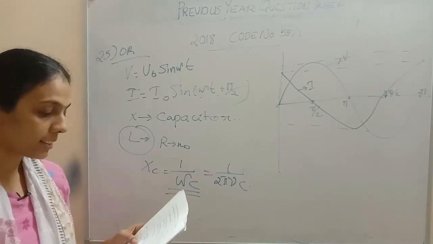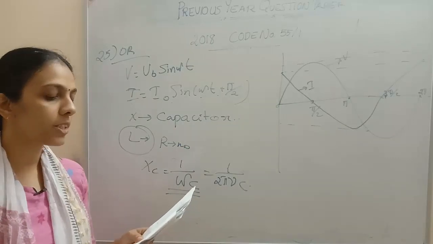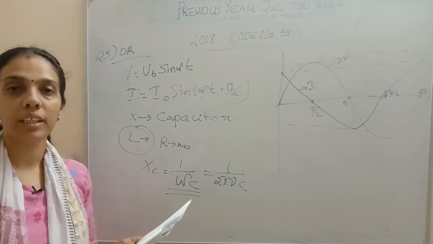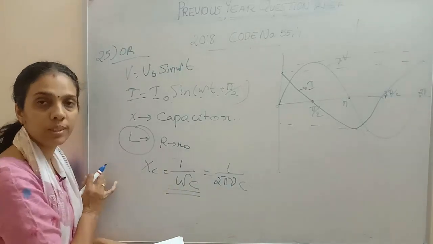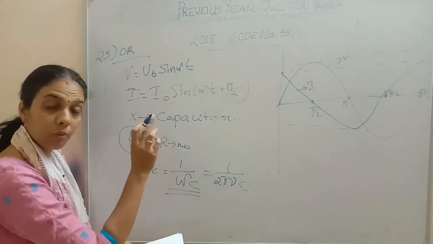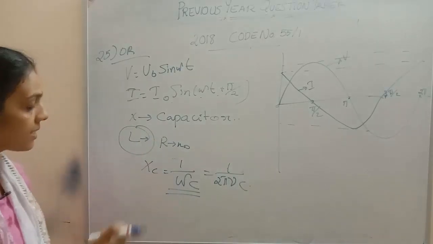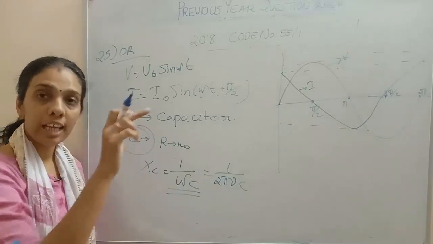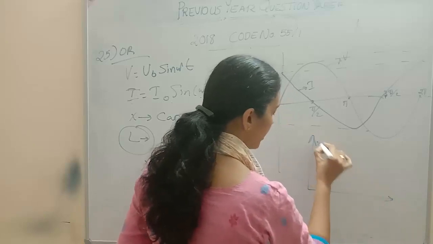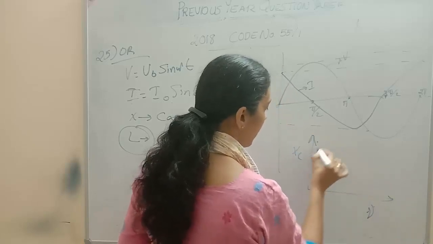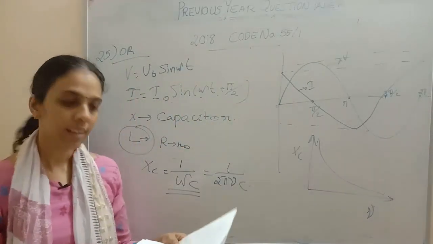Next: how does the reactance of the device X vary with the frequency of AC? Show this variation graphically. How is Xc varying with frequency? It varies as 1 by nu. The reactance Xc and nu are inversely proportional, so the graph will be like this.